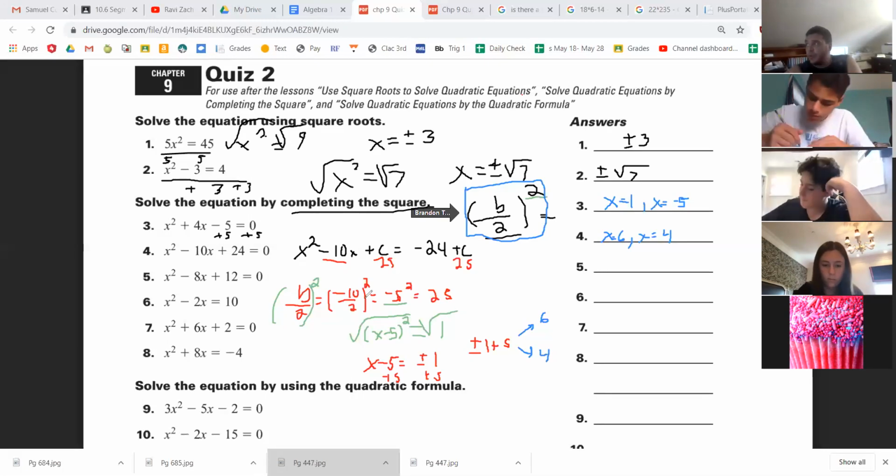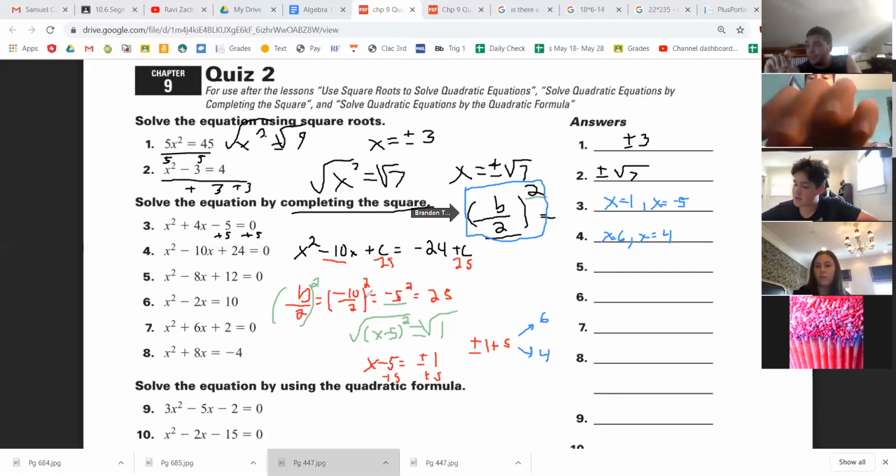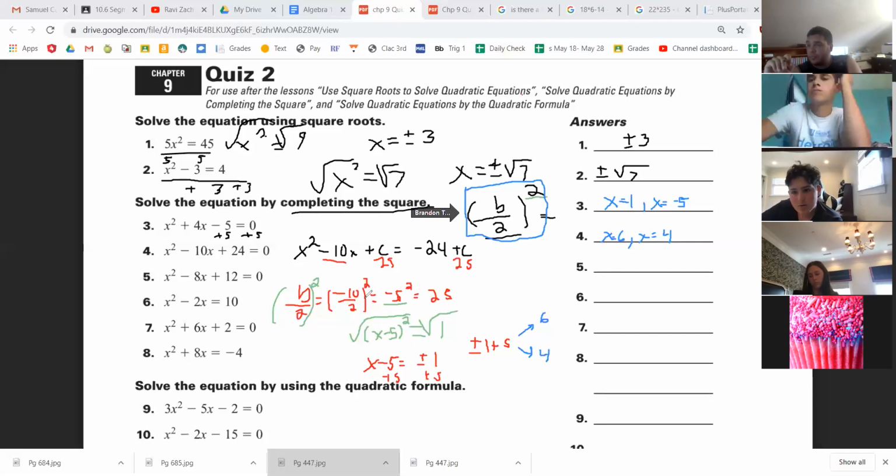Mr. Tobal, when you're doing the x plus, like x plus this equals positive or negative another number, what numbers do you put in there?